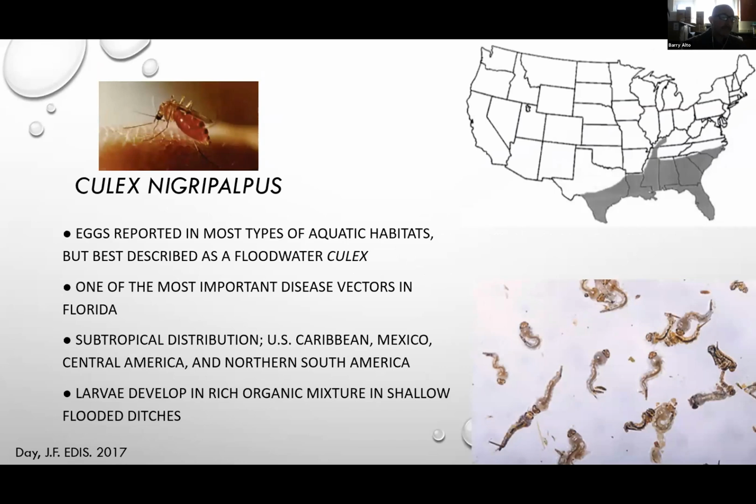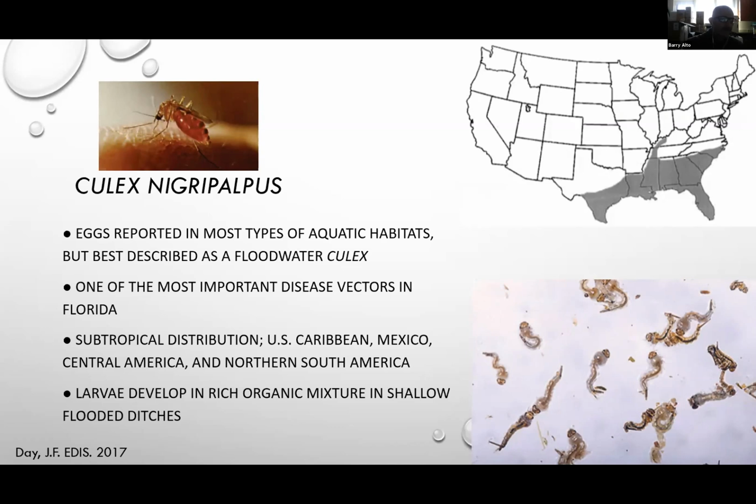Culex nigripalpus, the distribution in the United States is shown in the upper right-hand map here, shown in gray. Some larvae and a blood-fed adult here. These eggs are reported in most types of aquatic habitats, but it is best described as a floodwater Culex. So it's a little bit different than some of these other ones.